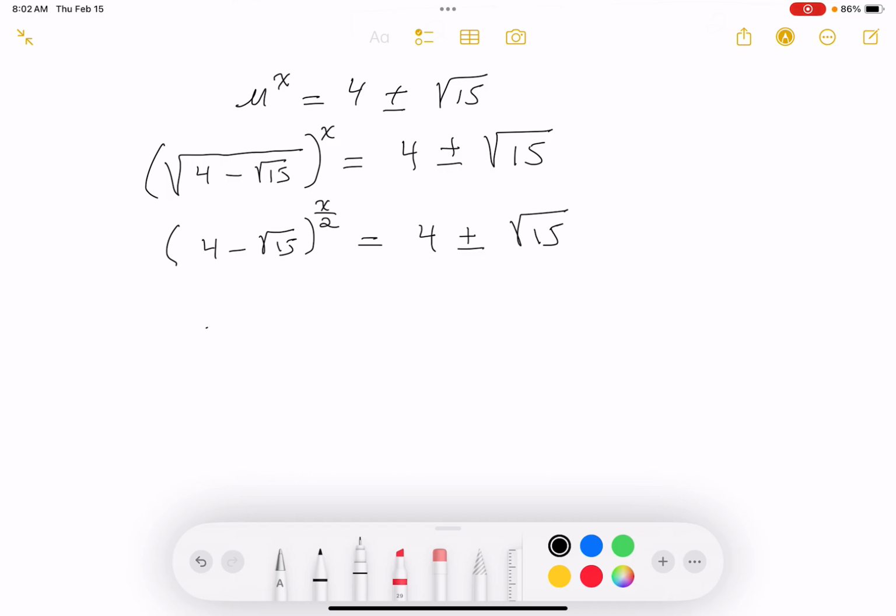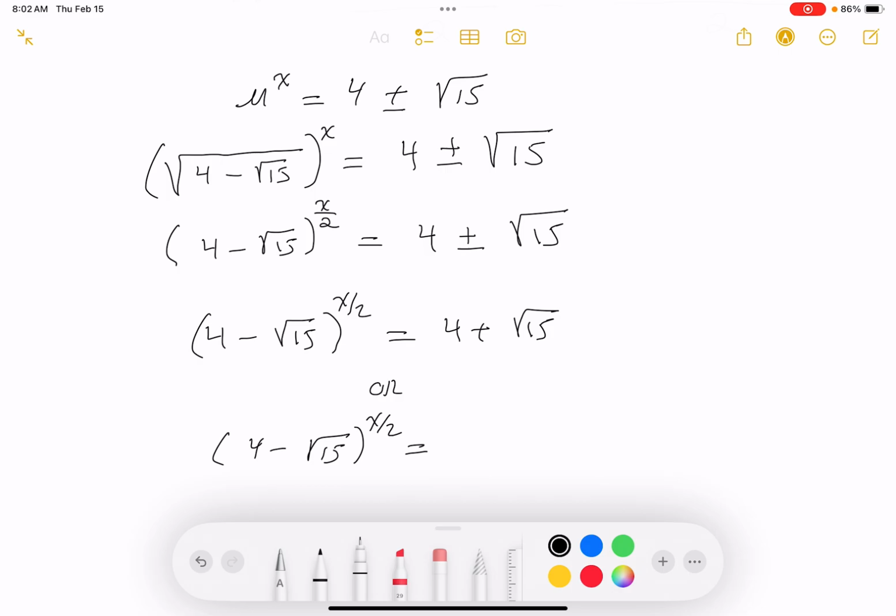And let me write this down. So it's going to be 4 minus the root of 15, x over 2, equals 4 plus root 15, or 4 minus root 15, x over 2, would equal 4 minus root 15. All right, there's two of them.